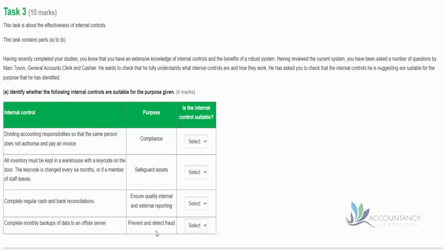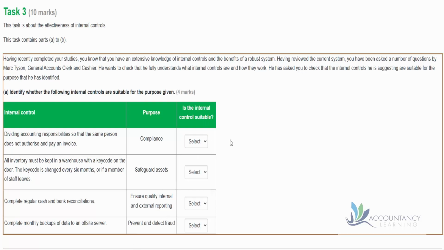So the key thing we need to look at here is that we've got these controls, and they're all good controls, but we need to verify whether or not they suit the purpose intended. That's what this question is testing. And then we just need to decide either yes or no, is the control suitable for the purpose?